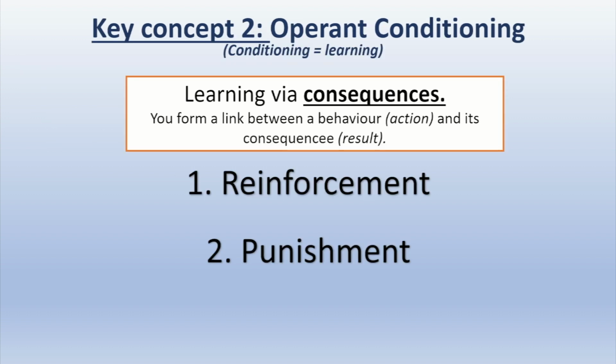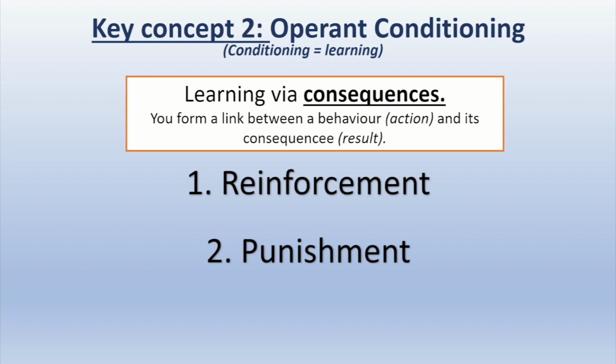So, we've got operant conditioning here. And this is learning through consequences. So, forming a link between a behaviour and its consequence. We've already kind of gone through this already. So, we've got reinforcement and punishment.